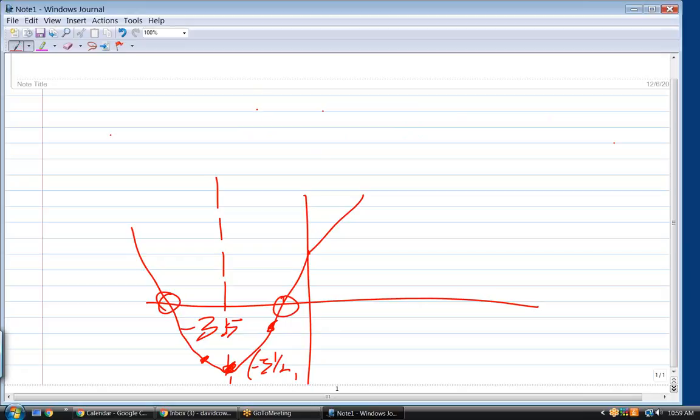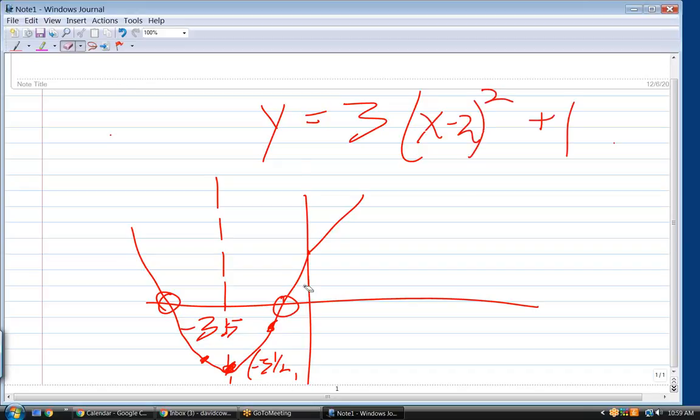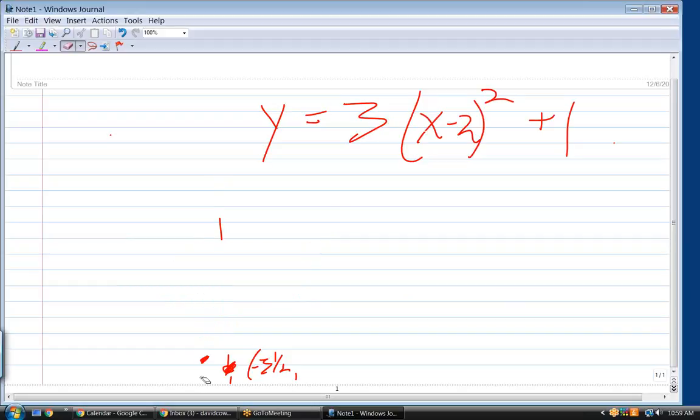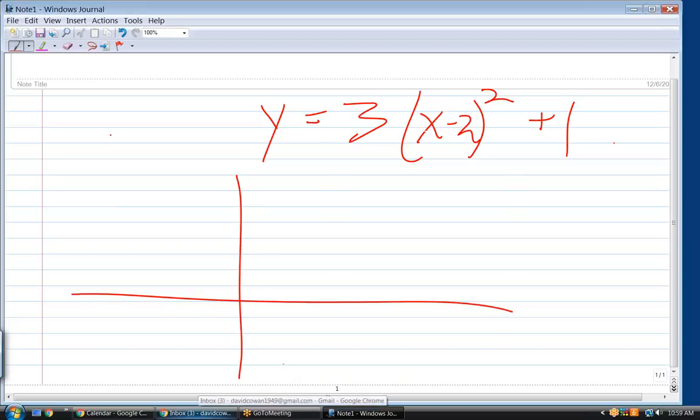They may give it to you like this. y equals 3 times (x minus 2) quantity squared plus 1. Now, this is vertex format. If they give it to you like this, I can immediately know my vertex. My vertex is at (2, 1). There's my vertex. And I see that that's a plus 3, so I know it opens up. So it looks something like that. And in fact, I can see right away that I don't have any x-intercepts.